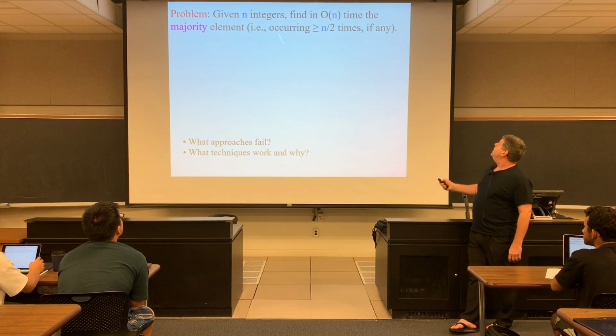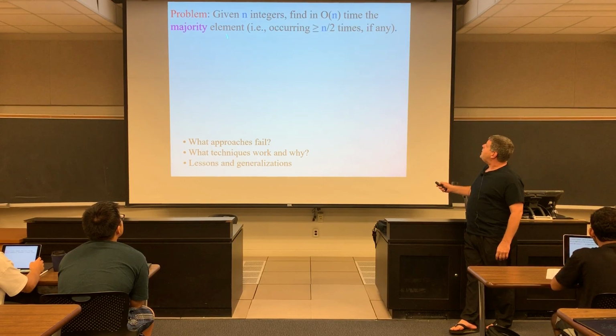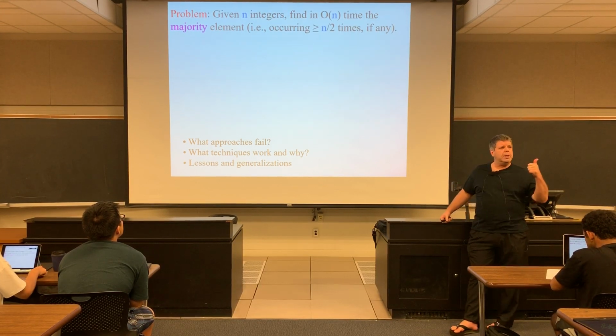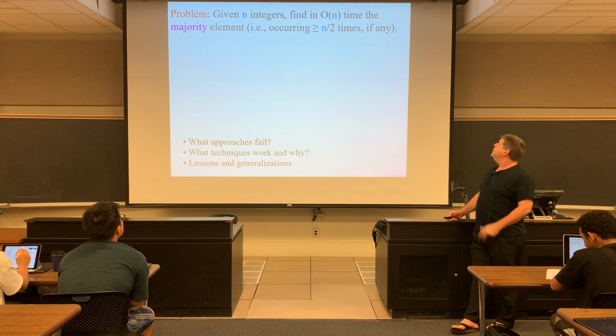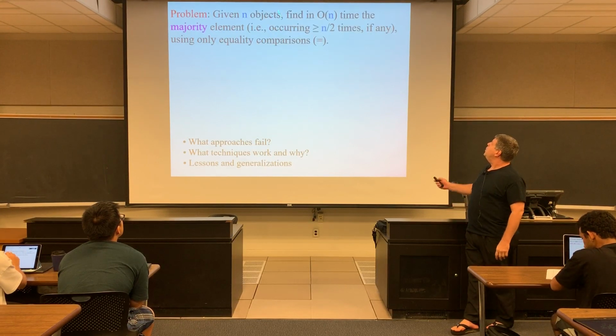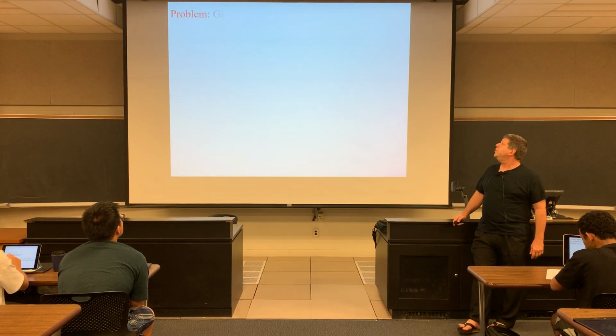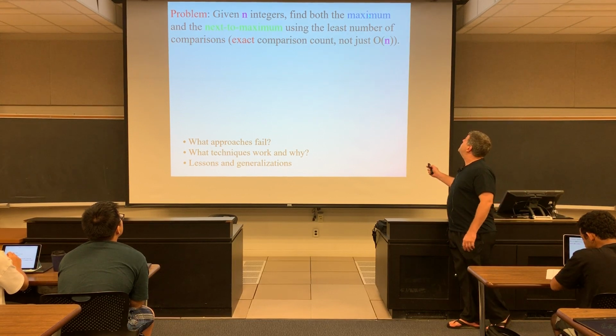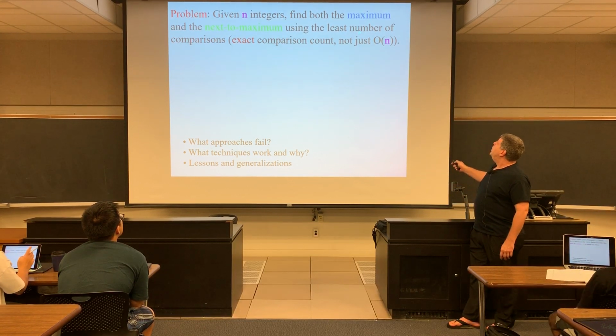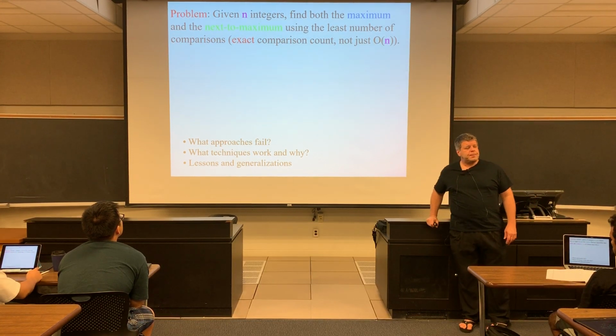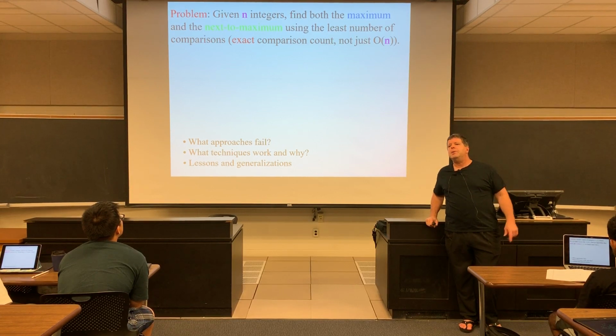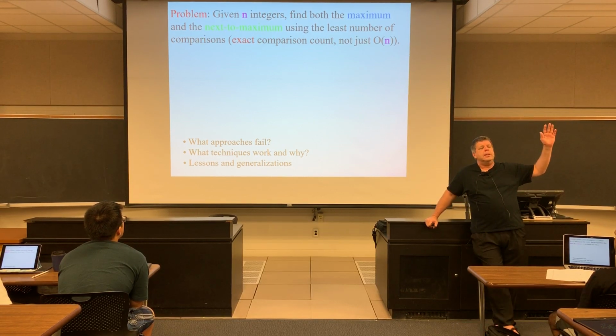Also, find the majority element if one exists. It could be 1, 2, or 0 majorities. And do that only with equality, not with total ordering. And find the max and next to max with the least number of comparisons. And we talked about that last time. How many worked on that one? Okay, and here we're counting it exactly. I appreciate that a couple dozen of you worked on it. How many have a solution? Okay, a lot less than worked on it.